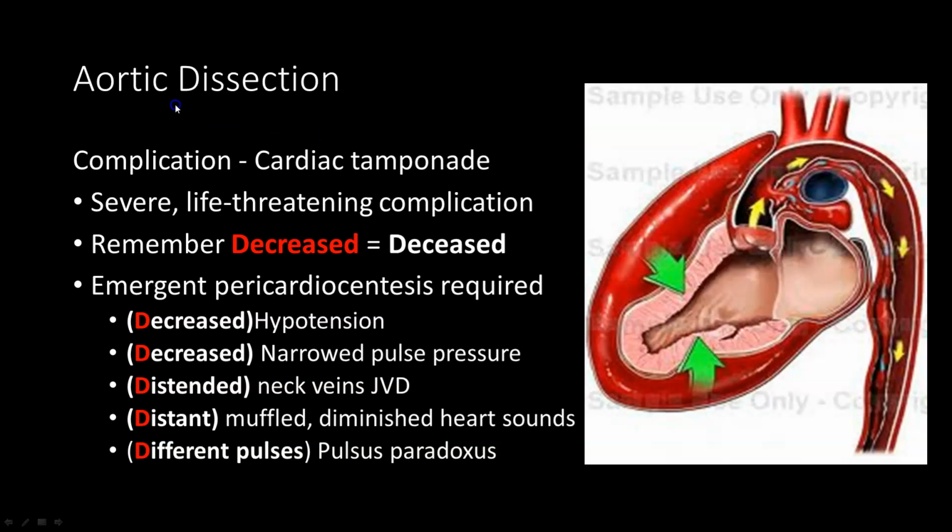One of the big complications is cardiac tamponade. Cardiac tamponade is very bad. So when we talked about our pericardial sac, we said it should have a little bit of fluid in there. And in this illustration, I can see that there is a lot of fluid in there. There's only so much room, right?